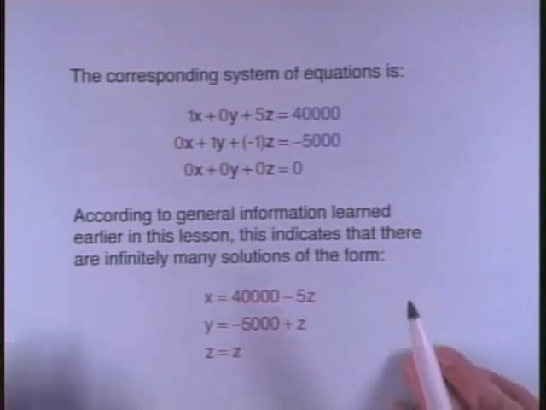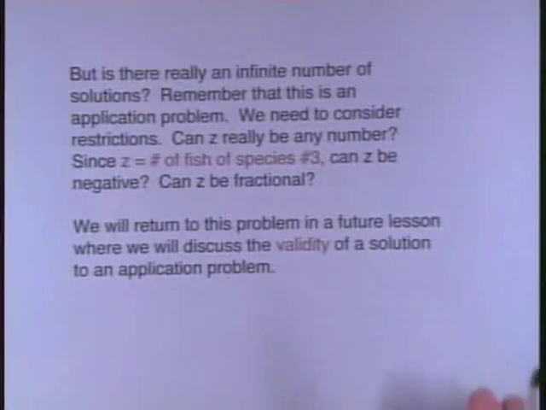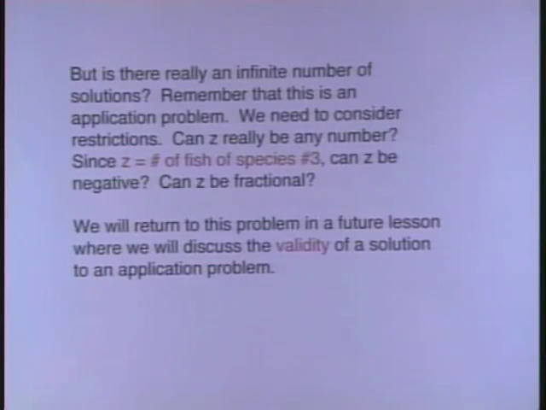But is there really an infinite number of solutions? Remember that this is an application problem. We need to consider restrictions. Can z really be any number? Since z equals number of fish of species number 3, can z be negative? Can z be fractional? We will return to this problem in a future lesson where we will discuss the validity of a solution to an application problem.